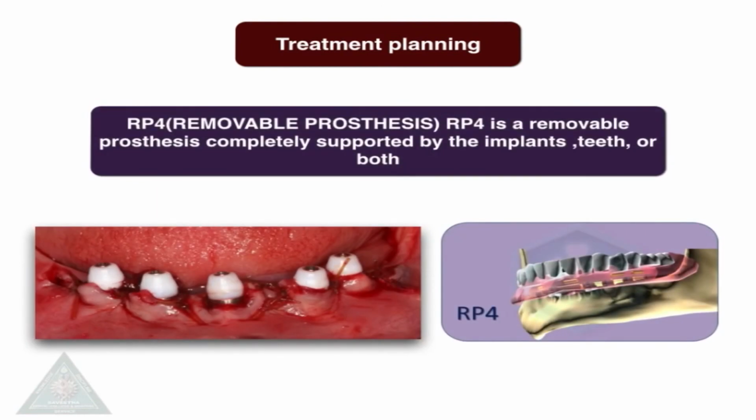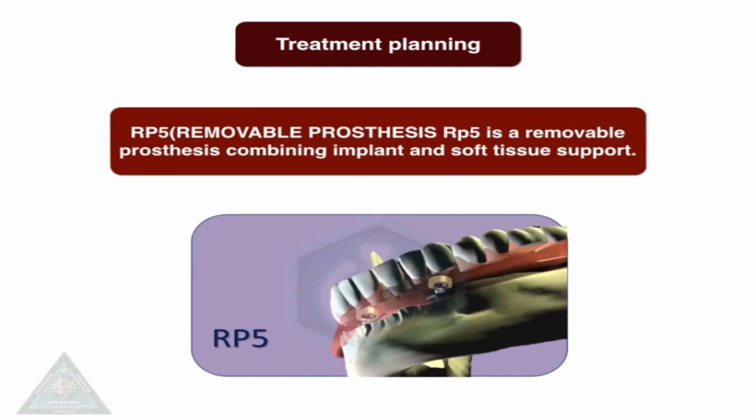Next, the removable option, that is RP4, completely supported by the implant, teeth, or both. The advantages: usually RP4 has more implants with little or no cantilever, and the overdenture attachments permit improved oral hygiene or allow the bruxist patient to sleep without the excess forces on the implant. The last one is RP5, which is a removable prosthesis combining implant and the soft tissue support. Advantage is cost effective and it looks like a traditional overdenture. But disadvantage, bone resorption continues as in soft tissue bone areas, and bone resorption is 2 to 3 times more than RP4.